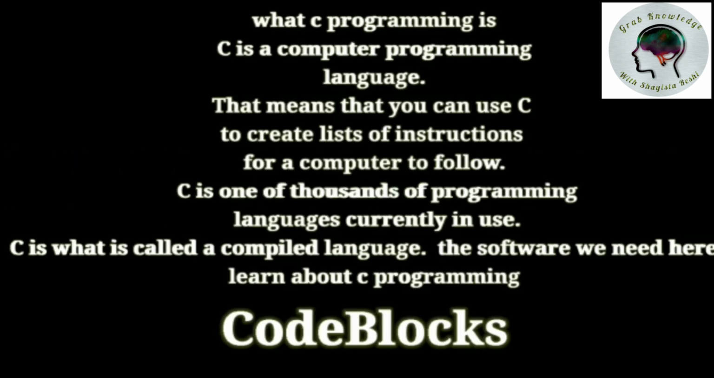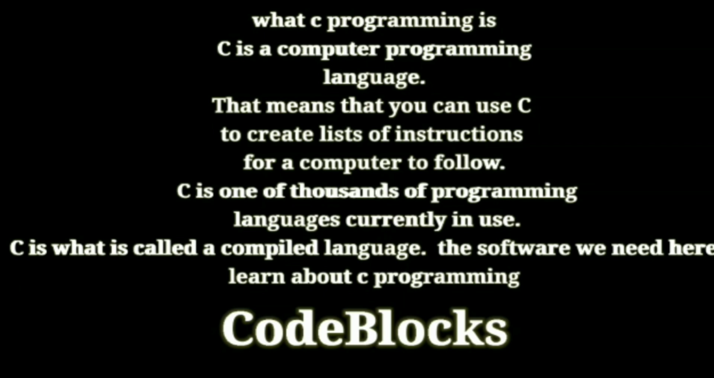First of all, we need to know what C programming is. C is a computer programming language. That means that you can use C to create lists of instructions for a computer to follow. C is one of thousands of programming languages currently in use. C is what is called a compiled language.